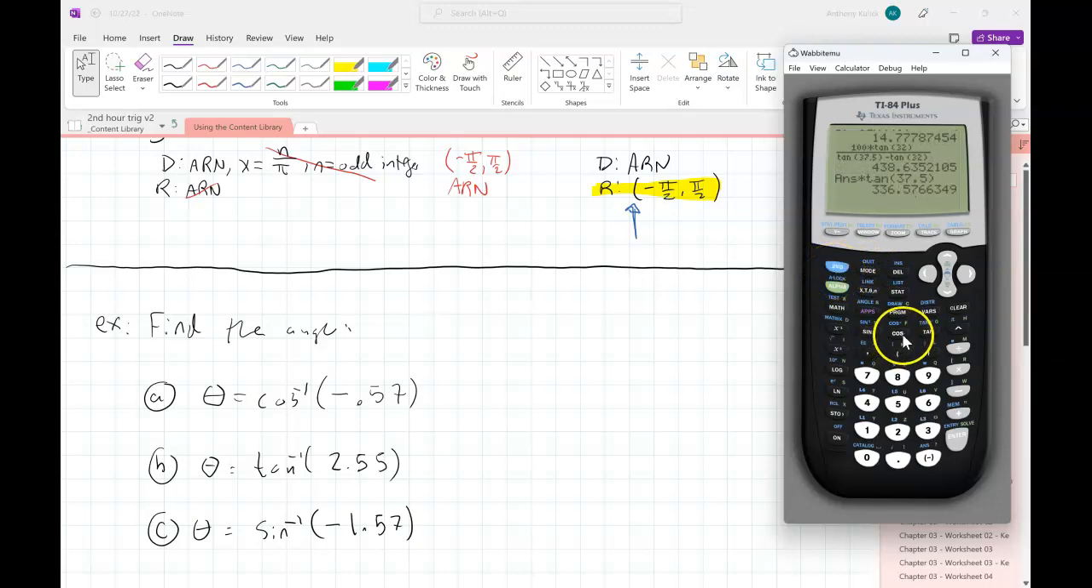And then I'm going to do cosine inverse. To get the inverse cosine, you have to press the second button, that's the blue one, and then press the cosine button. And then I'm just going to type in negative 0.57, close the parenthesis, and press enter. So that's the angle measure in radians for cosine inverse of negative 0.57.